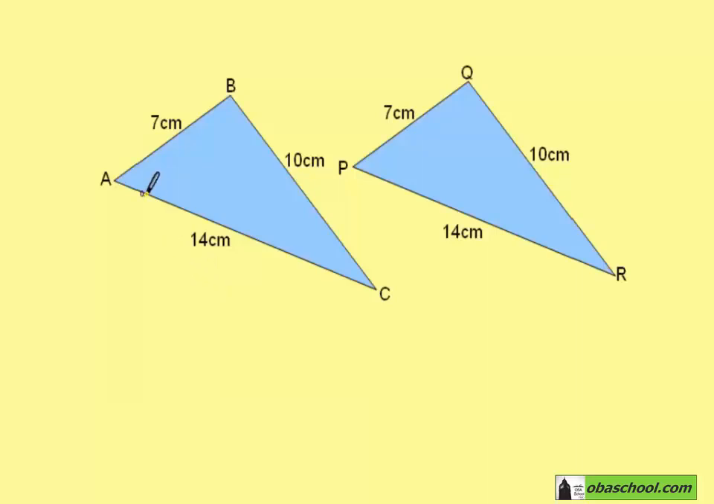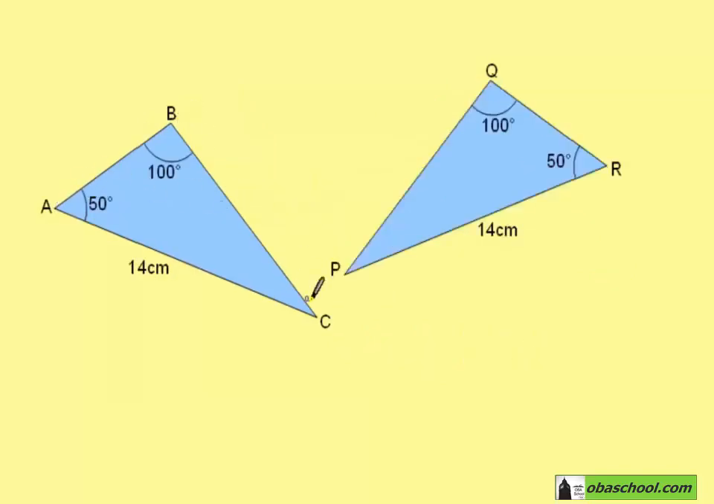Let's look in detail at the different ways that we could tell that two triangles are congruent. Here we have the triangle ABC, and here we have the triangle PQR. We have a 7 cm side in each, a 10 cm side in each, and a 14 cm side in each. We say that these triangles are congruent by SSS, meaning that all three sides are equal.